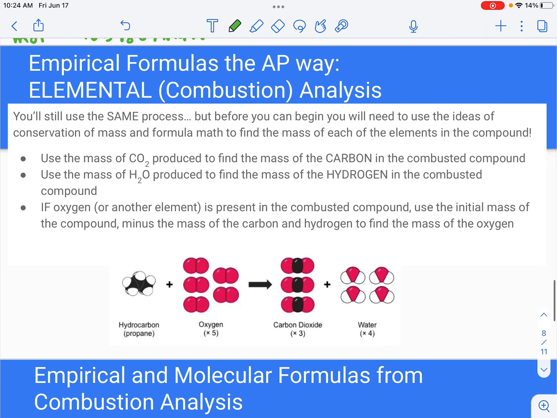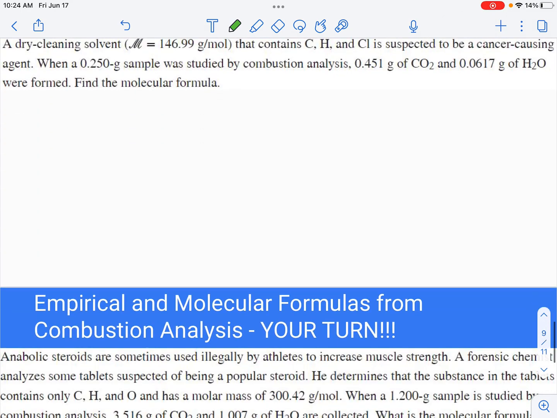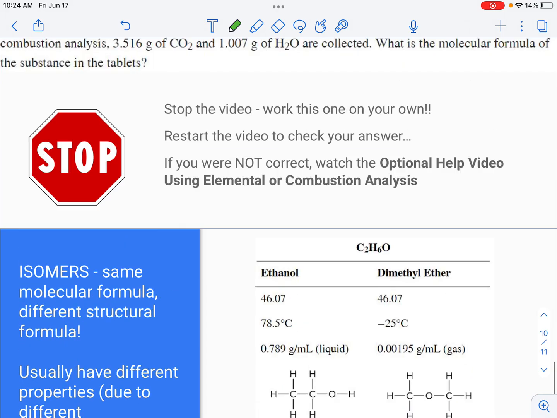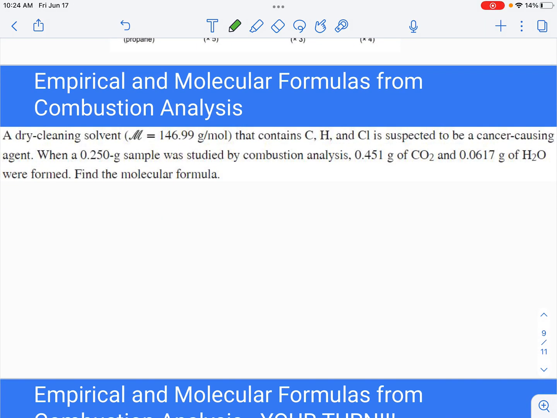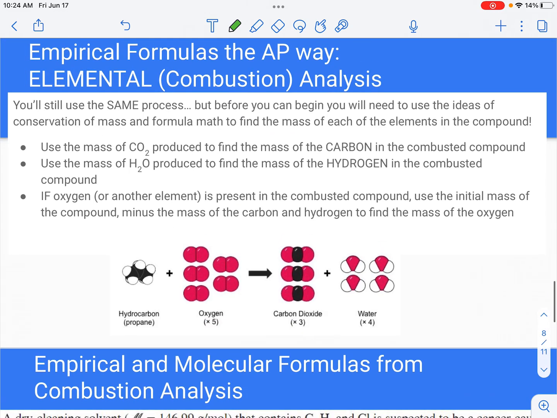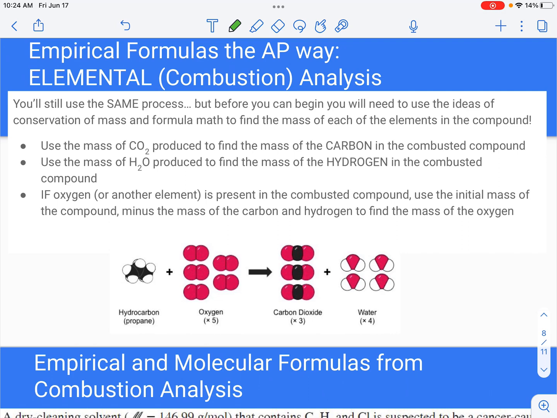Okay, let's look at combustion analysis. All right, this is a new way, and I've got 2 examples here. So we're going to do one together on here. I'll give you the answer to the second one, and then if you need more help with it, you can go watch the help video. So combustion analysis is basically figuring out the amount of the elements, the grams of each element in your compound without being given percent and without being given the grams.